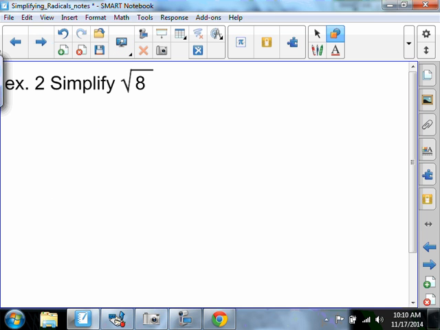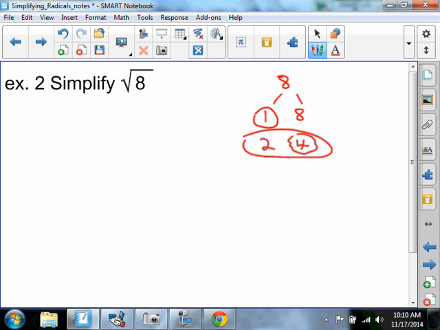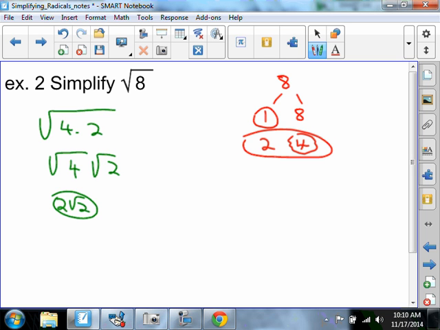So let's try to break down rad 8. 8's 1 and 8. 1's a perfect square, but it's not the biggest one. 2 and 4. 4 is the biggest perfect square factor. So we're going to have the square root of what times what? 4 times 2, which is the square root of 4 times the square root of 2. So our final answer is 2 rad 2. Bam! This isn't bad, is it?